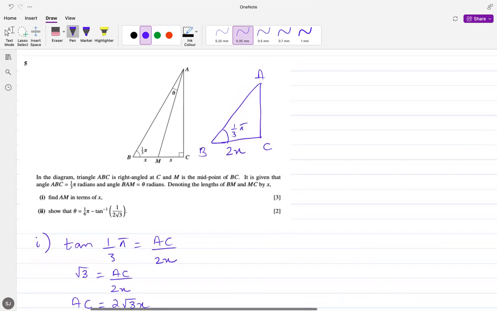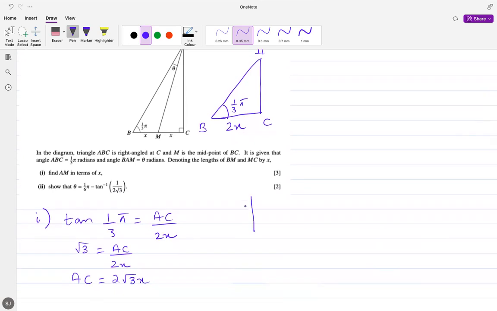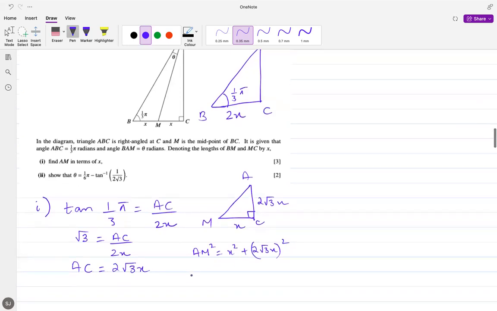Now to find the length of AM, we can draw the triangle ACM. If we draw the triangle ACM, we know that the length of AC is 2 root 3 x, and this length is x, and this is a right angle, and this is M. So now we can use Pythagoras theorem. As AM is the hypotenuse, we can write AM squared is equal to x squared plus (2 root 3 x) whole squared.